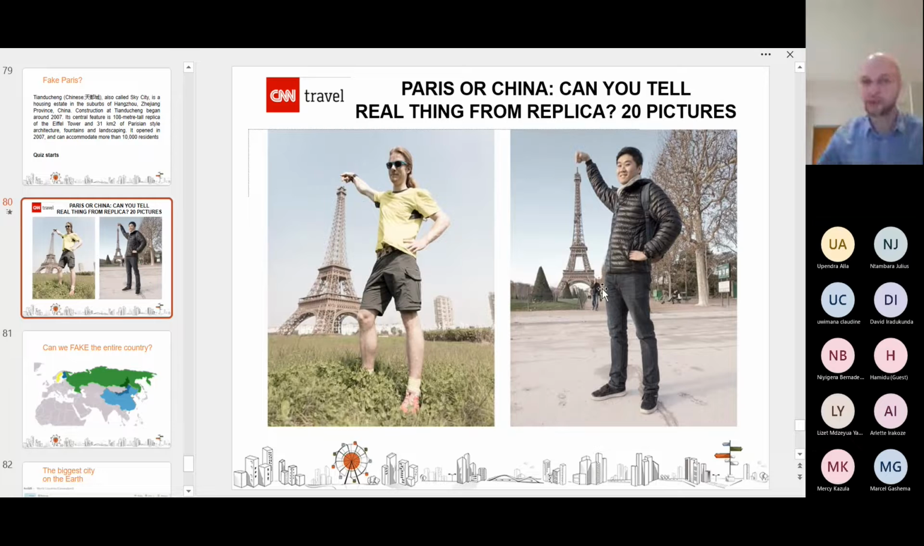So try to find out where Paris is. And I think we have several more pictures. No, I still didn't receive your answer. Yeah. Paris is on the right side. You are right.